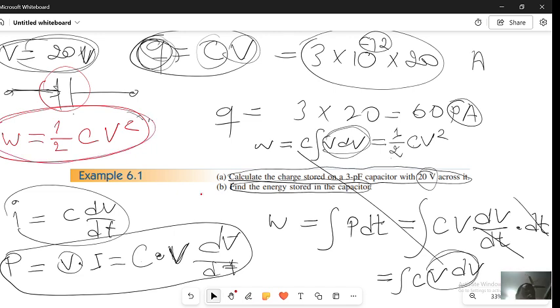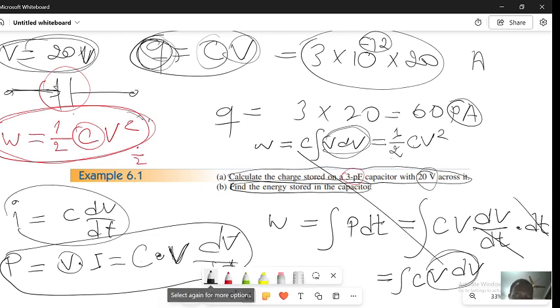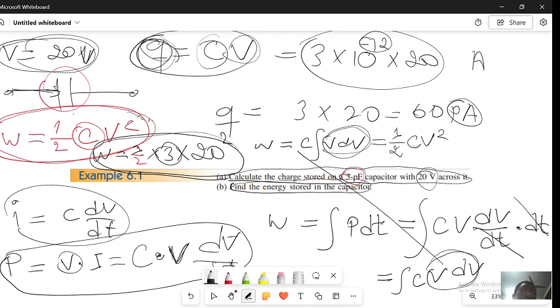Now for this question, the capacitance is known, 3 picofarad. So I'll have 1 by 2 multiplied by 3 multiplied by V square. V is 20, so 20 square. Now if I maintain it and do not change the picofarad, that means I will have picojoule as my energy. But if you convert this 3 pico to farad, I will have joule as my energy.